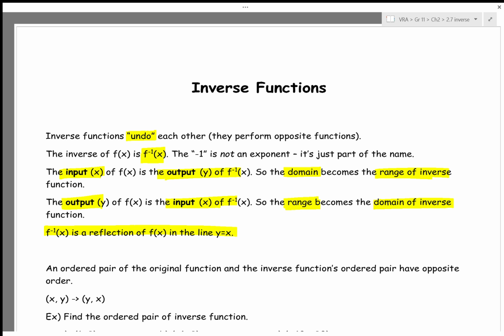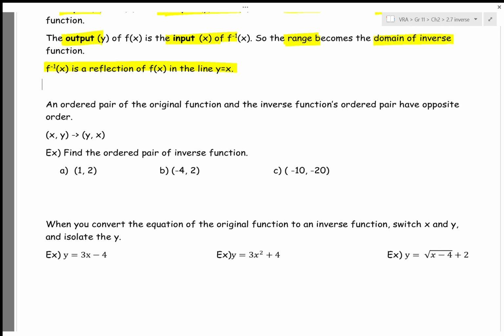Okay, now if you look at the ordered pairs of the original and the inverse, those two are in reverse order. So if you look at the original function, let's say it is x comma y, and then that becomes y comma x. Okay, so they basically switch the placement, not the sign or number or anything else. It's just they switch the placement. Okay, so let's take a look at a couple of examples here.